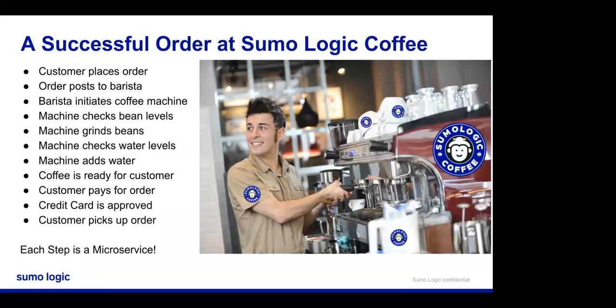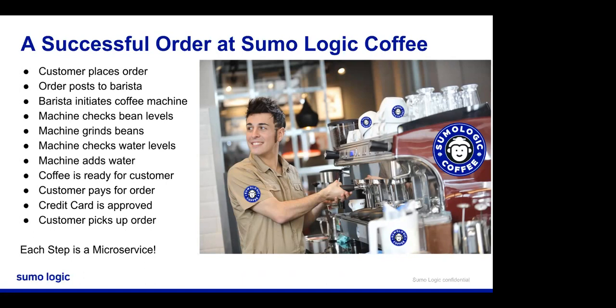Now, if you think about it, a customer places an order. The order posts to the barista. The barista initiates the coffee machine. The machine checks the bean levels, and if it has beans, it grinds the beans. It checks the water levels, and if it has water, it gives water. Their coffee is then ready for the customer. The customer pays for the order, the credit card is approved, and the customer picks up the order.